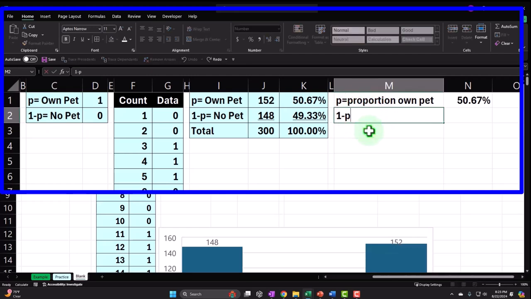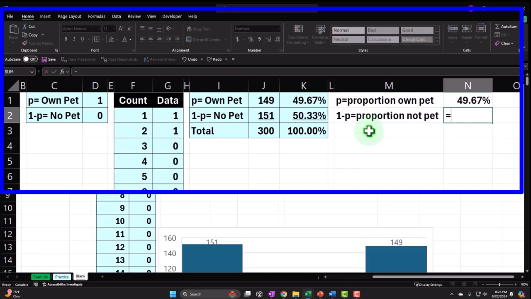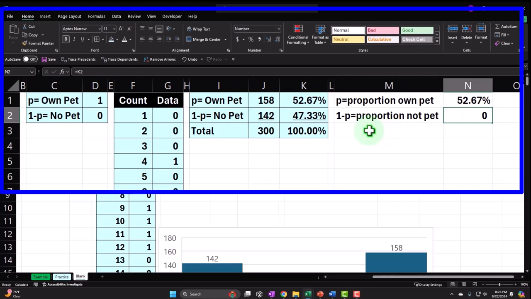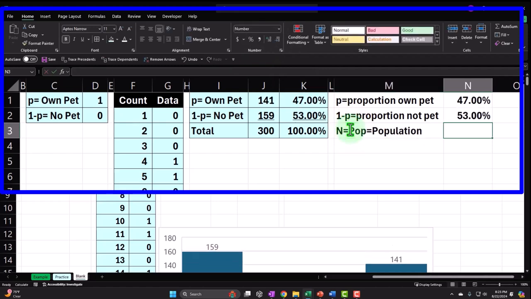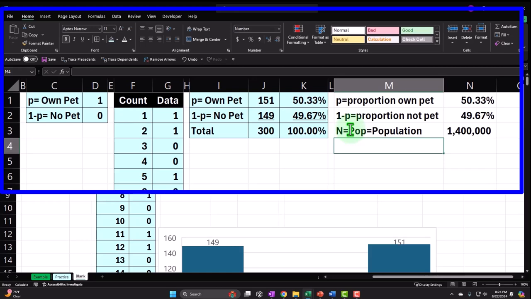And then we're gonna say this is gonna be equal to the proportion with no pet, and that's gonna be equal to the 50.33, of course. Then we percentify to recognize and add some decimals. Big N is gonna be the population, which sometimes I just call the pop because it's shorter, and that's 1,400,000. And then little n is the sample size, just like we saw before, which we said was 300.